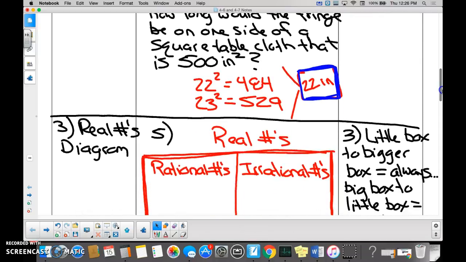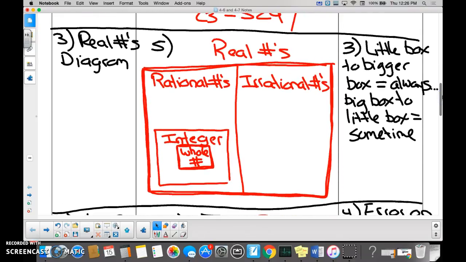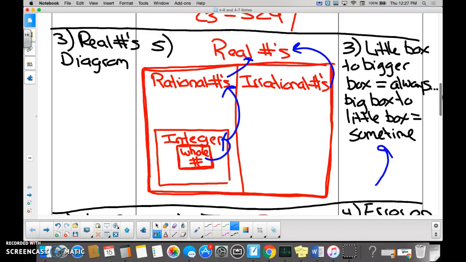Skipping down to number 3, this is a super important diagram that's not all that complex if you really look at it. Real numbers involve rationals and irrationals, and then rationals have integers and wholes within them. The cheat sheet idea is key. Little box to big box means always. So a little box, whole number, is always an integer, right? An integer is always a rational, right? A rational is always a real, right? An irrational is always a real, right? Good.